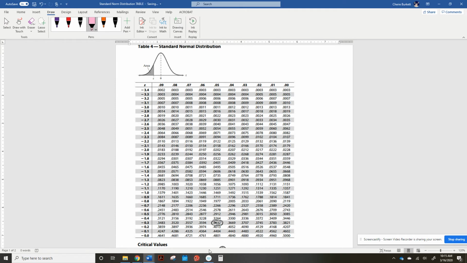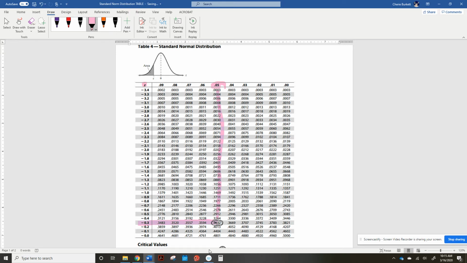Highlighter. So highlight all here. This is the one that I'm looking for. Highlight up here. This is the one that I'm looking for. So 0.3632, which was the area that they gave us, has a z-score. See, here's the z-score right here.